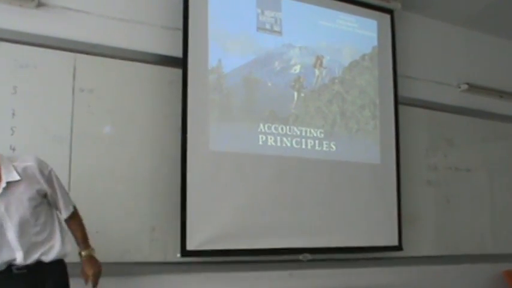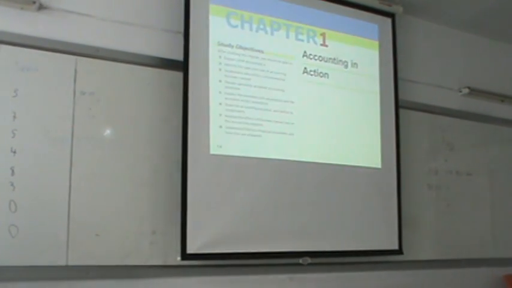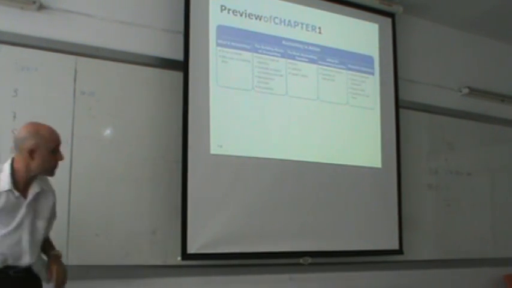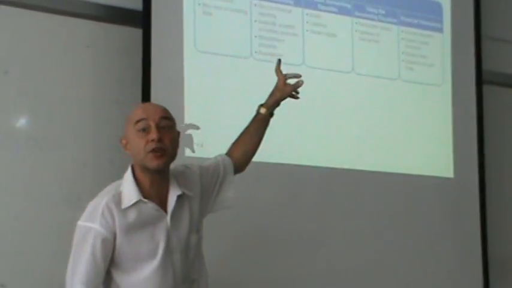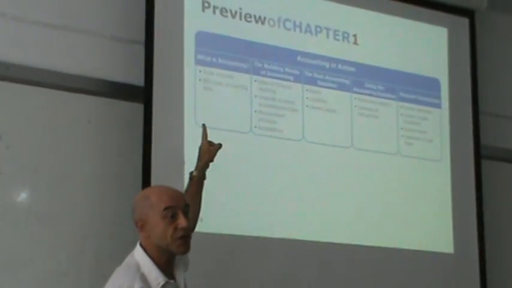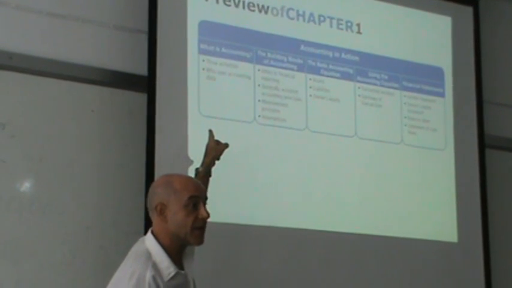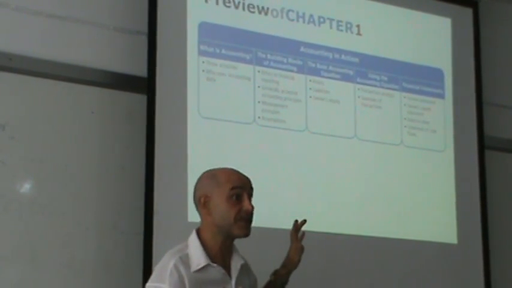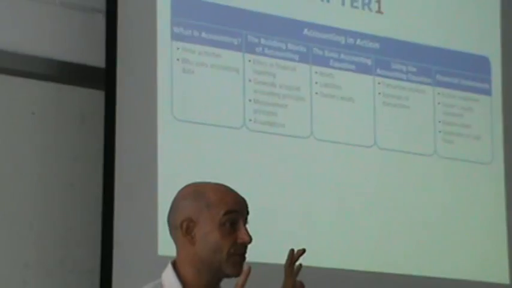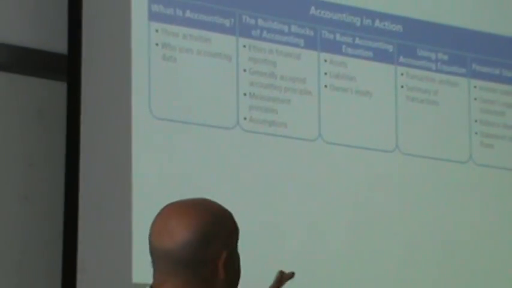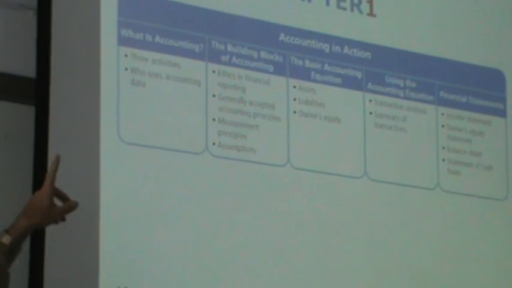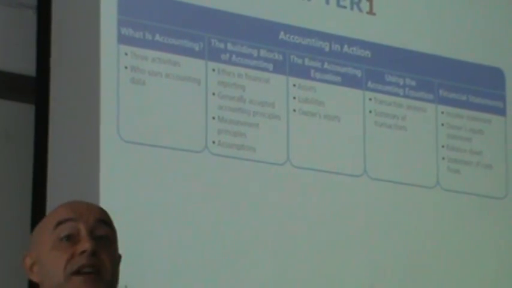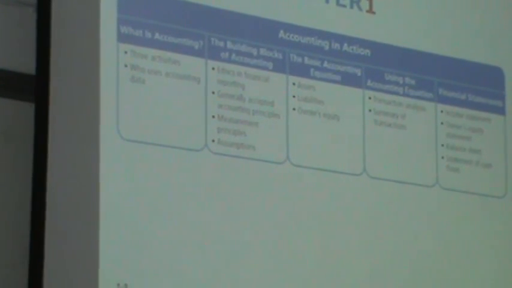And this is a simple reminder of what accounting is all about from chapter 1. This is what the chapter looks like. I'll only cover the first section, which is what is accounting. You all study principles, right? Financial accounting. You all took one course, right? Yeah. Okay, so basically the activities of accounting and who uses accounting data. Okay?